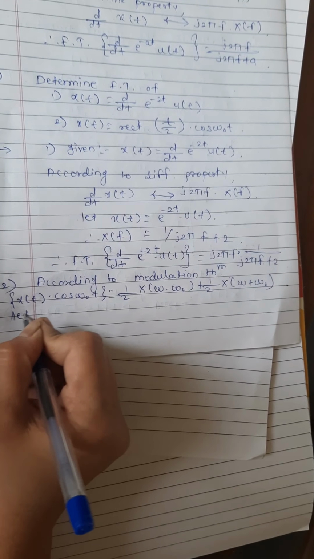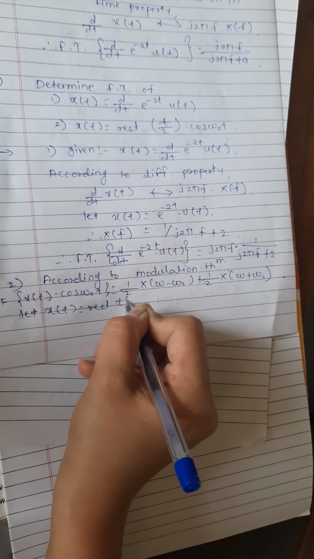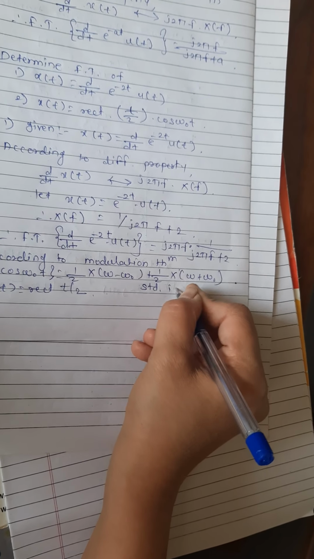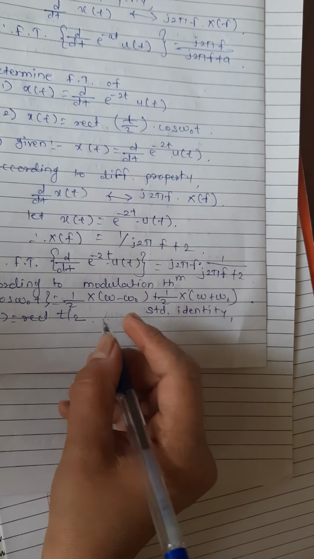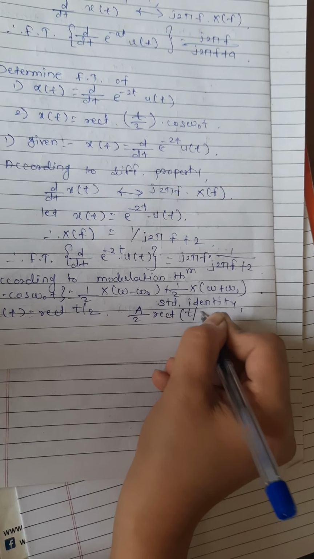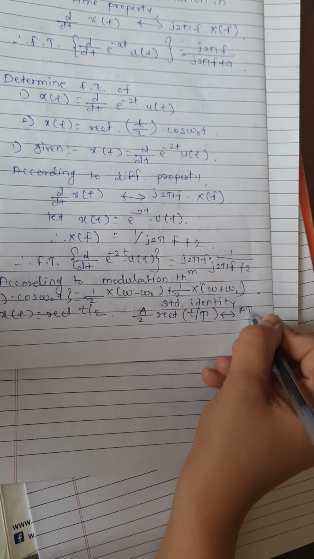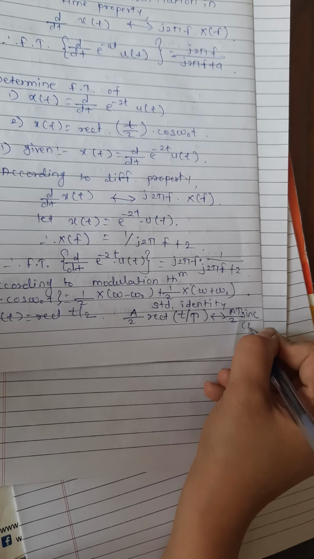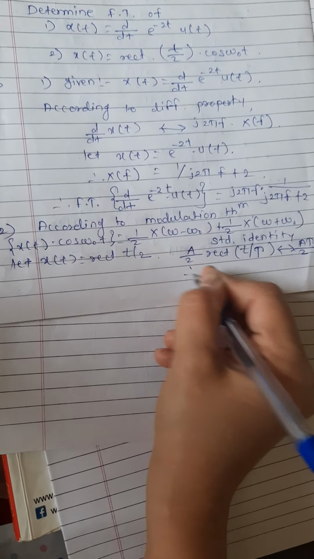Now consider let x of t is equal to rectangular of t by 2. Now we have some standard identity. What is standard identity? We have standard identity as A rectangular of t by tau is A tau sinc of f tau. We have the standard identity, so we will use this here.